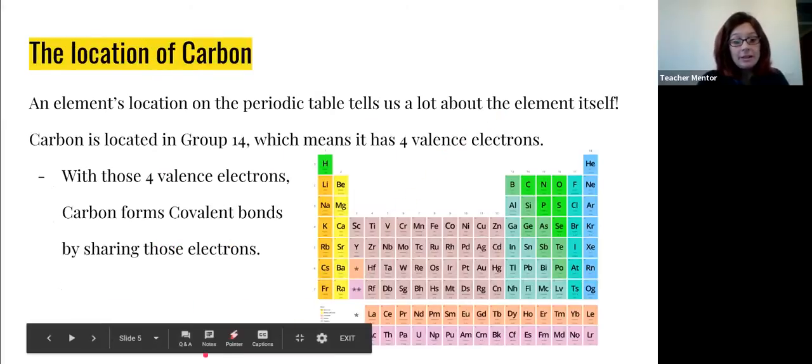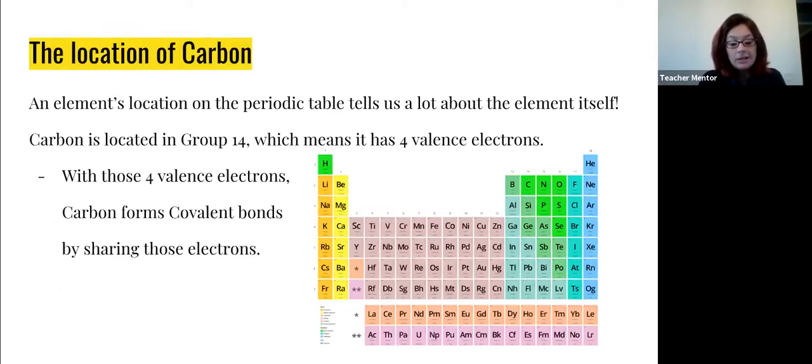I love the periodic table. I really do. It tells us so much information about the different elements that are involved in our day-to-day life, especially carbon. Carbon is needed for almost every process. Again, we can look, and carbon is right in this group. It is in group 14. From the location on the periodic table, we know that carbon has 4 valence electrons.